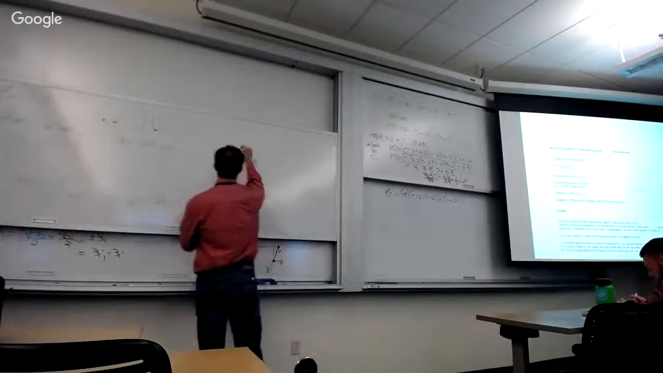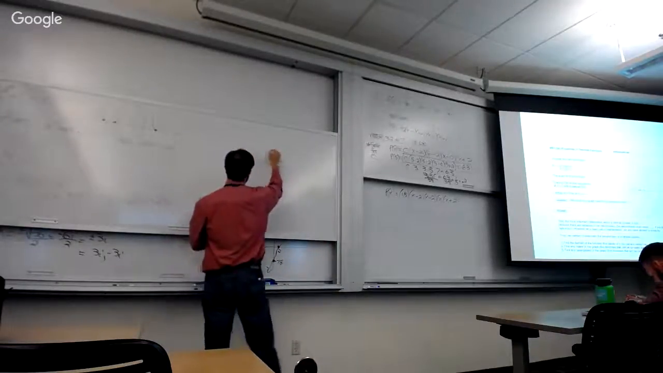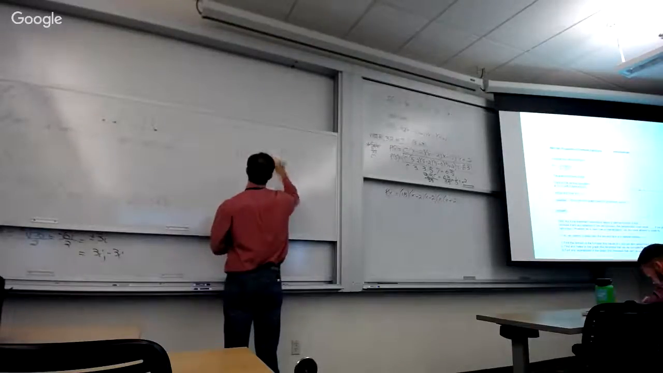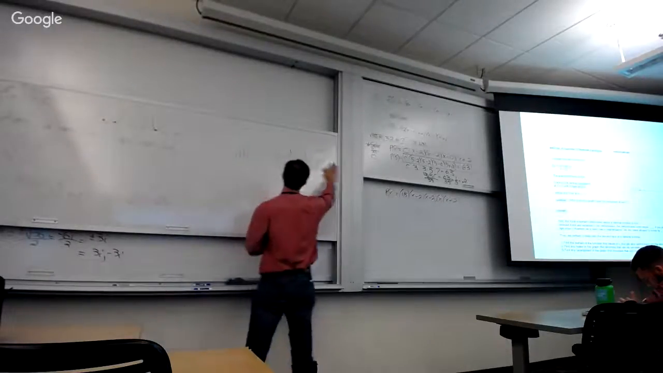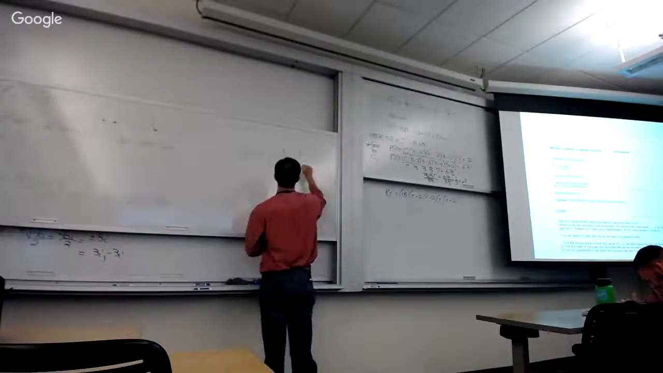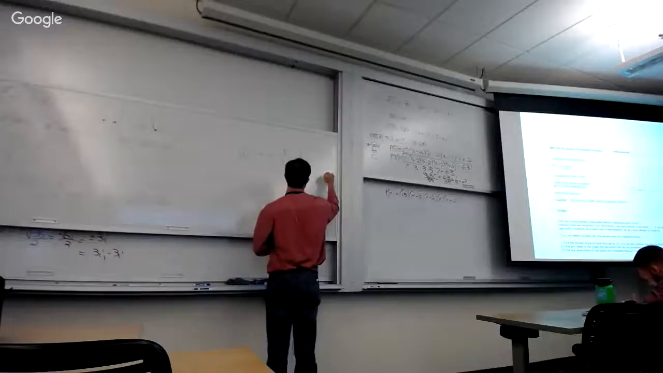So if I wrote f of x equals a rational function, I now know that I've got a whole bunch of factors in the top, a whole bunch of factors in the bottom. And the factors in the top, those are x-intercepts. And the factors in the bottom, those are vertical asymptotes.